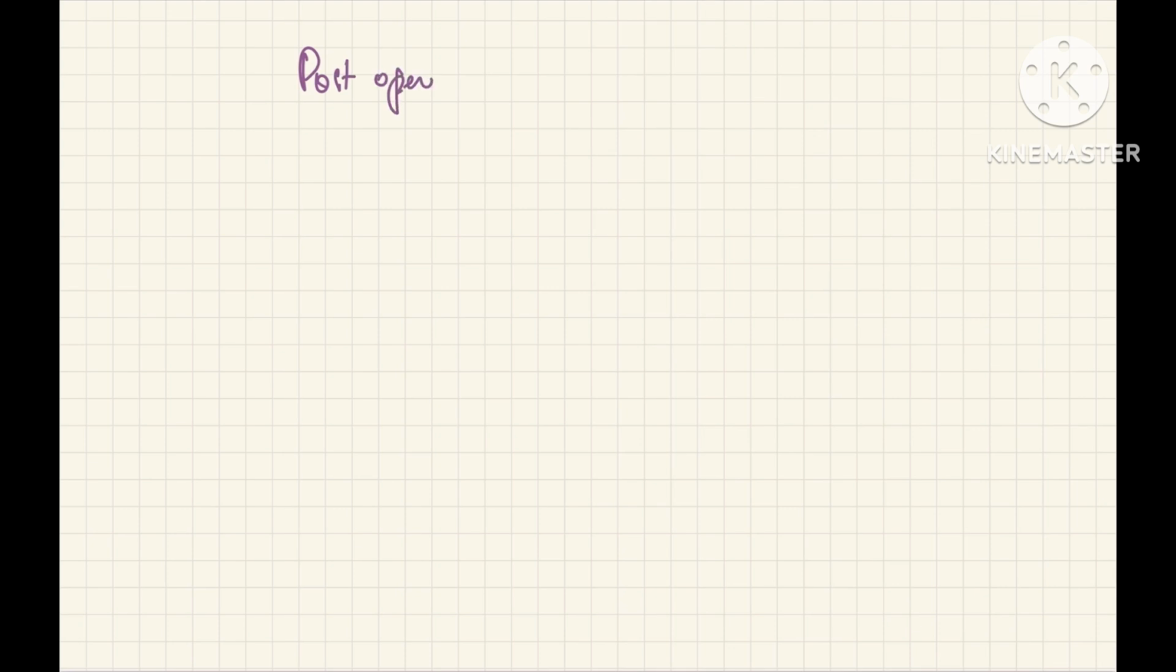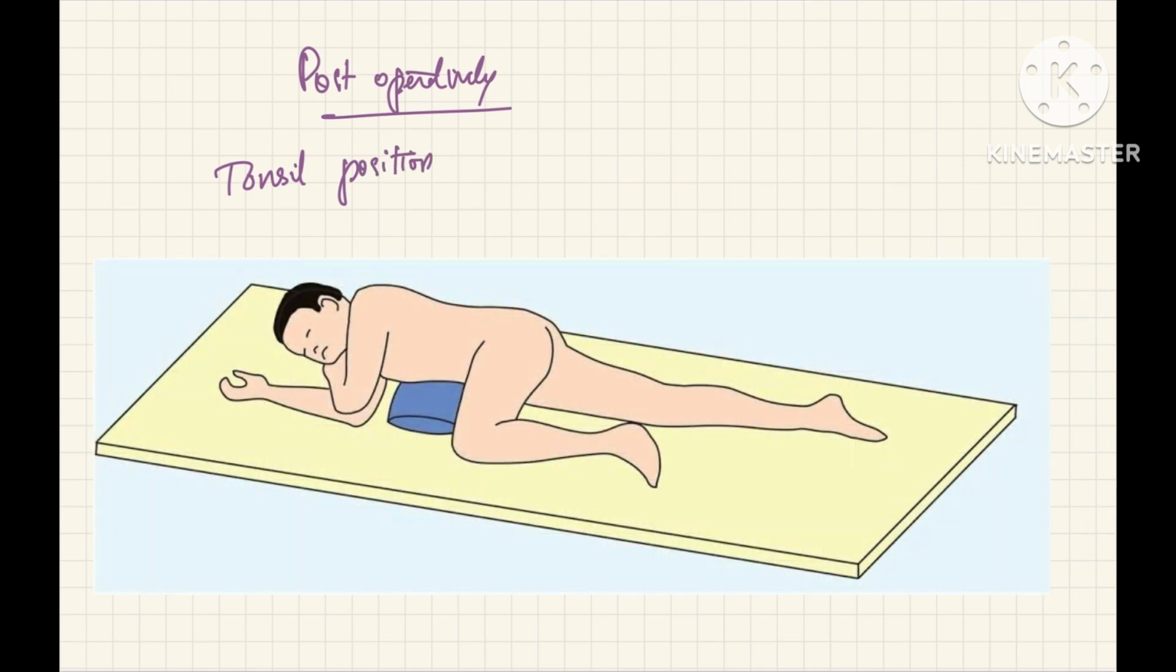Post-operatively, the patient is shifted in tonsil position. In tonsil position, the body is semilateral, 45-degree forward inclination, upper arm is under head, no pillow under the head, lower leg straight and upper leg is bent. This is the tonsil position.